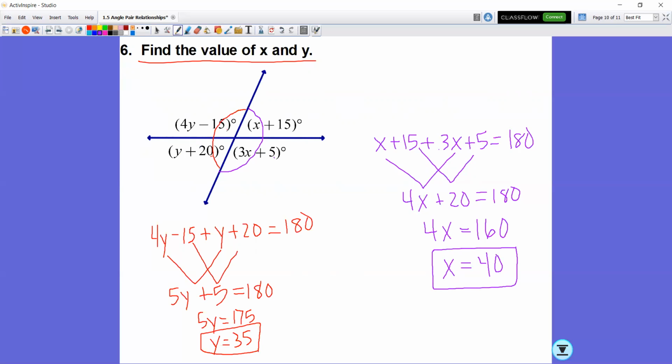If we wanted to plug them back in, we could. I actually will just plug in to this expression here because 40 plus 15 is 55 degrees. And then I'm going to plug in my y down here. I just want to show you something because 35 plus 20 is 55 degrees. And notice how these were two vertical angles, right? So they're congruent. So I just wanted to show you that.